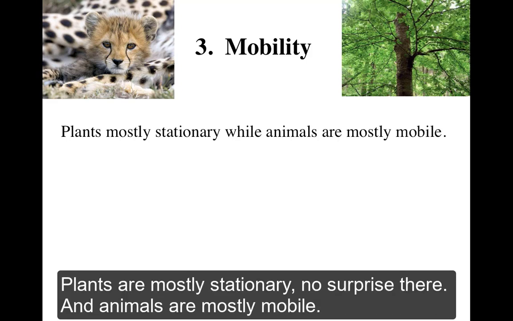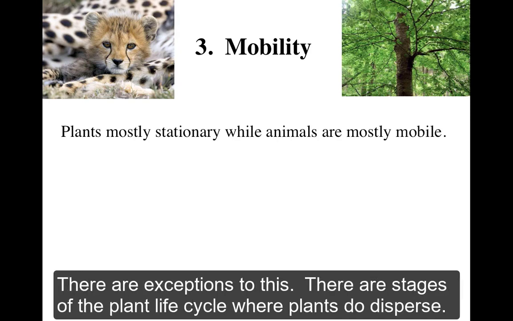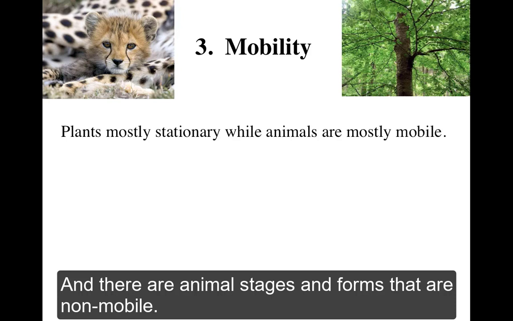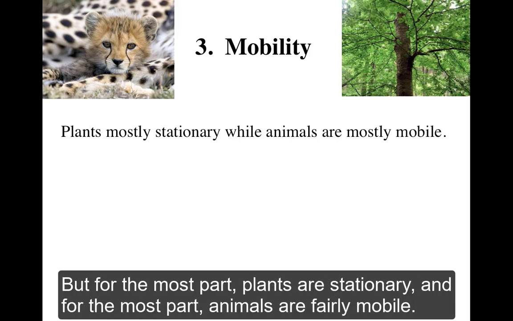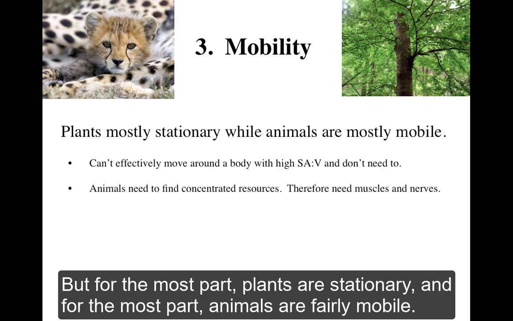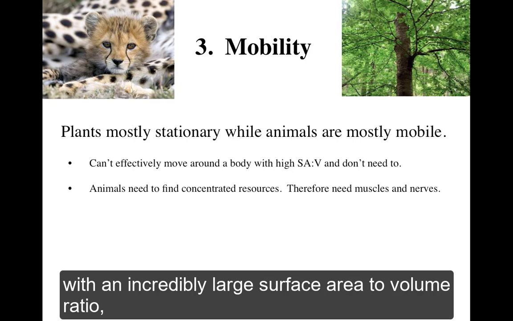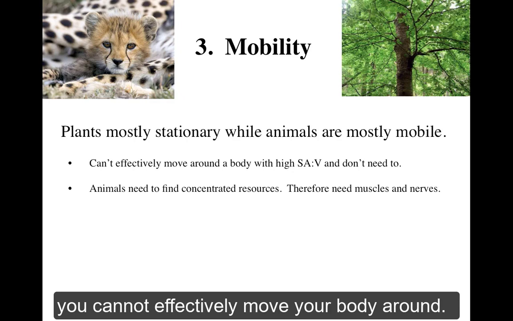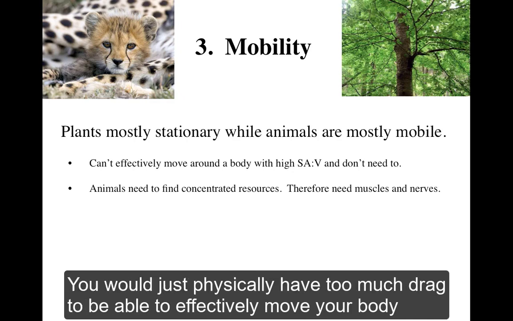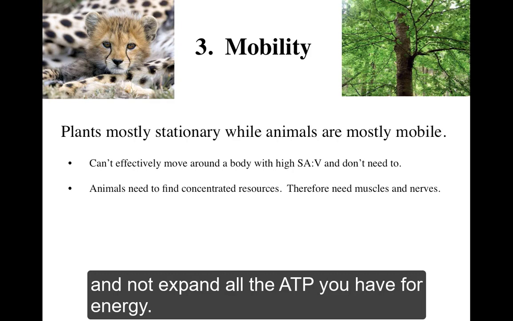Plants are mostly stationary, no surprise there, and animals are mostly mobile. There are exceptions to this. There are stages of the plant life cycle where plants do disperse, and there are animal stages and forms that are non-mobile. But for the most part, plants are stationary, and for the most part, animals are fairly mobile. This makes sense. If you're a plant and you imagine having this body with an incredibly large surface area to volume ratio, you cannot effectively move your body around. You would just physically have too much drag to be able to effectively move your body and not expend all the ATP you have for energy.